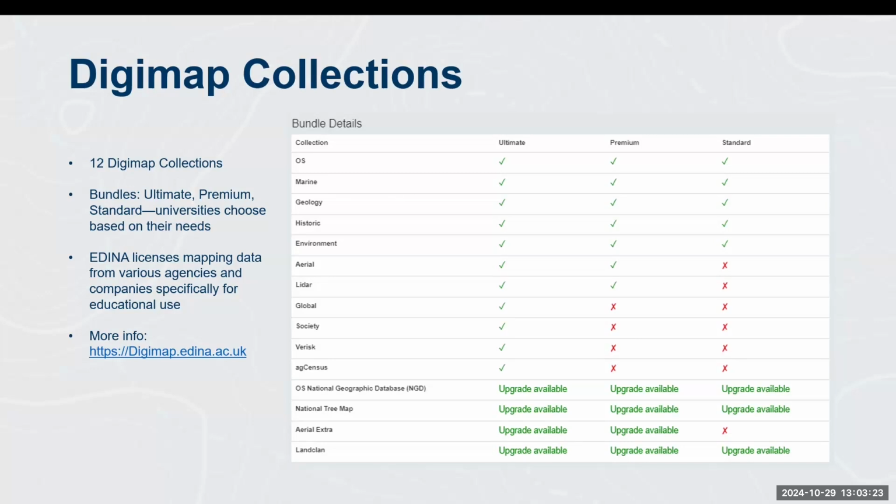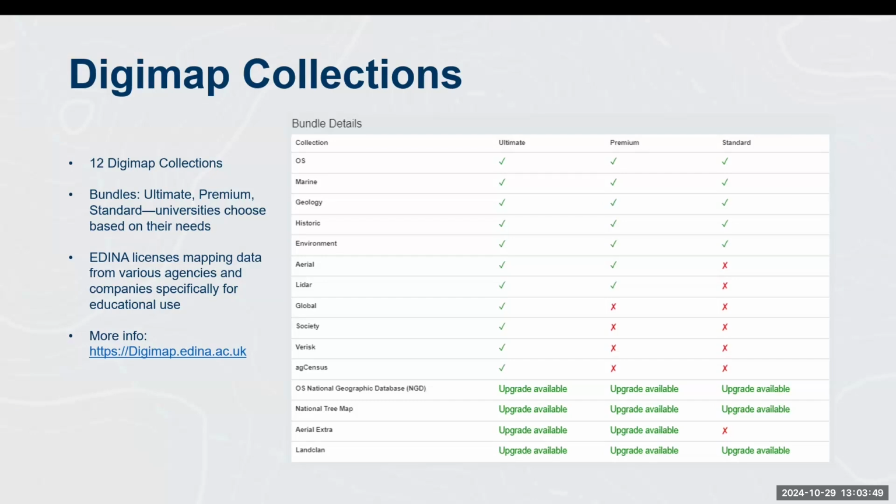So we have here the 12 collections on this screen. And apart from that, we have the NGD data, the National Tree Map, Aerial Extra, and the Land Cover, which is available as an upgrade as well.